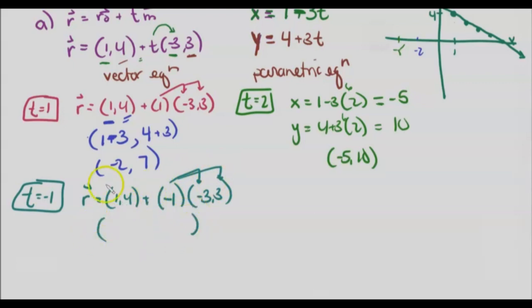So component form, this is going to be 1 plus negative 1 times negative 3, which is 3. Okay, which is 4 comma. And then we're going to have 4 plus negative 1 times 3, which is negative 3. So 4 comma 1 is also going to lie on our line. Okay, up here, that would be approximately 1, 2, 3, 4, 4 comma 1.